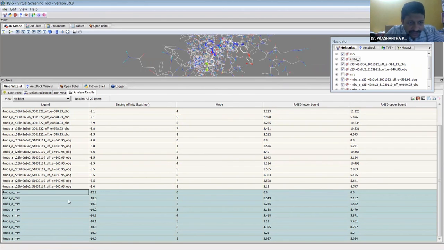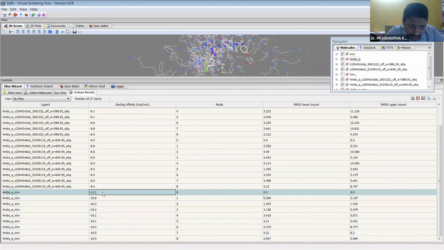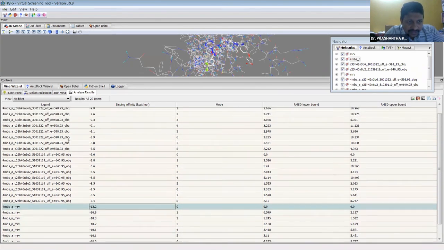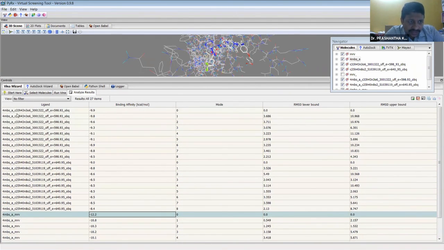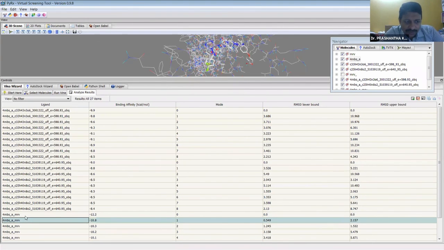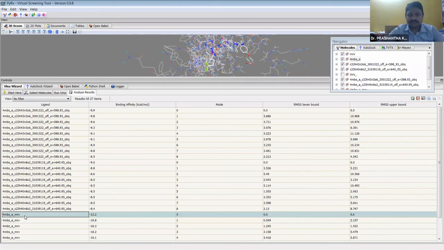Now, if you look, Maraviroc is having minus 12.2 energy, while this C33 is having minus 9.9 and C25 is having minus 9. So minus 12 is much better than minus 9 or minus 8. That is why Maraviroc is there as an inhibitor. Since minus 9 or minus 8 is also a good result, that is why they are testing it out.